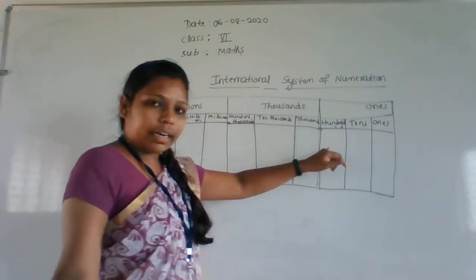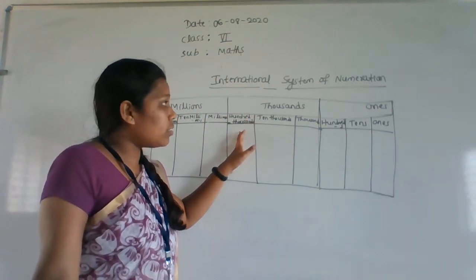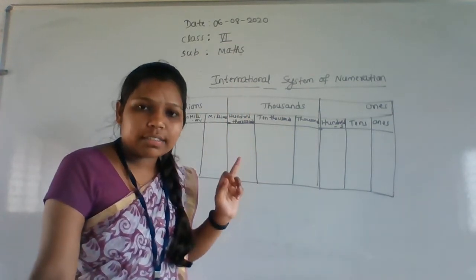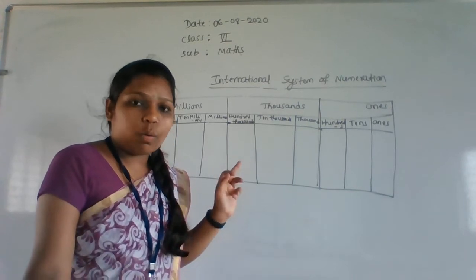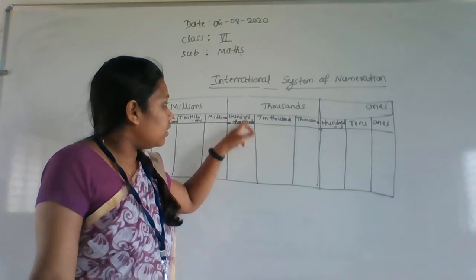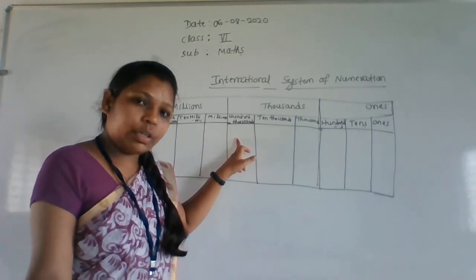Ones, tens, hundreds. Next one is thousands. Here 100,000s are also there in the international system of numeration. But in the Indian system of numeration, no. Only thousands and 10,000s are there. These 100,000s are not there in the Indian system of numeration.